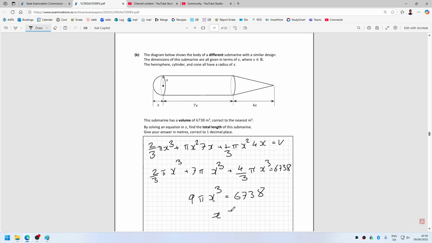So then cube root that, to 1 decimal place, 6.2 meters. Now let me double check that. 2 divided by 3 times pi times 6.2 cubed plus pi times 7 times 6.2 cubed plus 1/3 times pi times 4 times 6.2 cubed, 6738. Yeah, that looks okay.